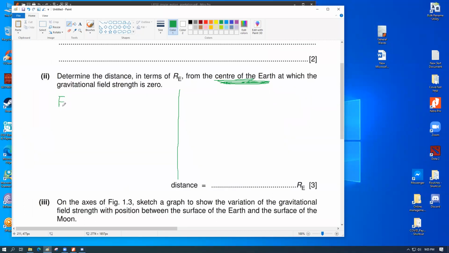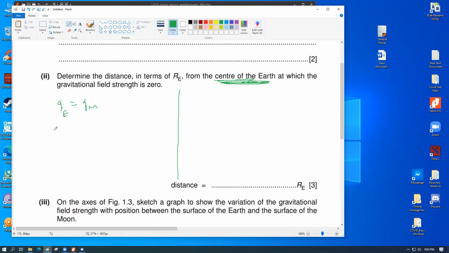So here I'm going to write that force from Earth equals to force from the Moon. So let's say the hypothetical object has a mass of small m, or you could directly start from g equals to g. Start with g, no need to write force. That location where the force should be 0, the gravitational field strength due to Earth should be equals to the gravitational field strength due to Moon.